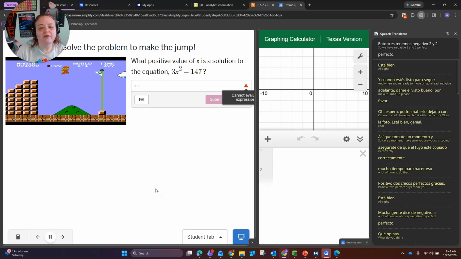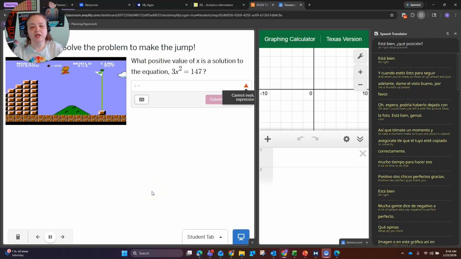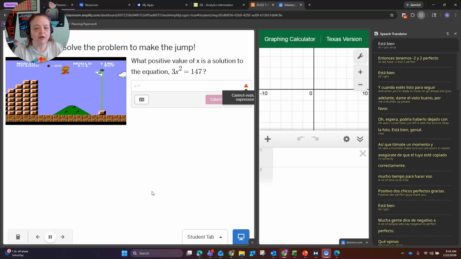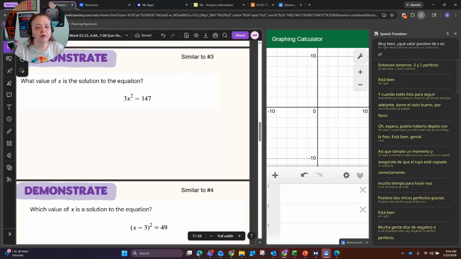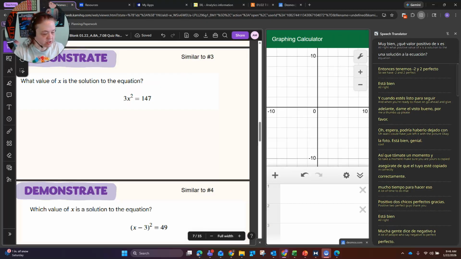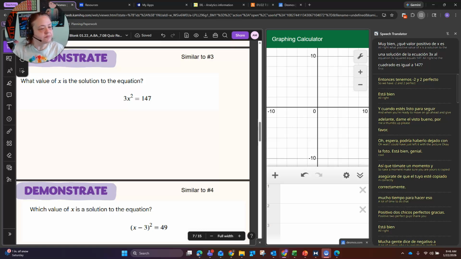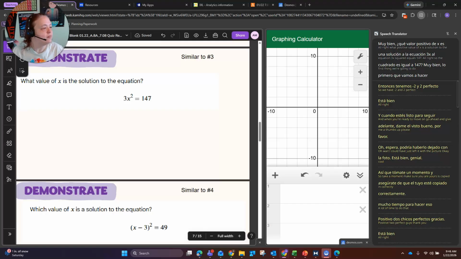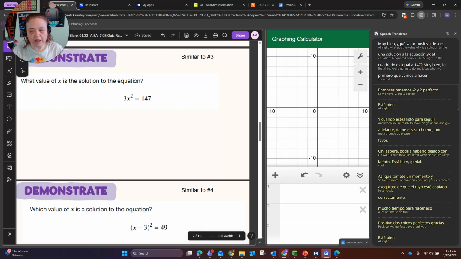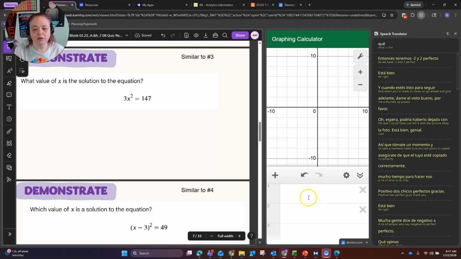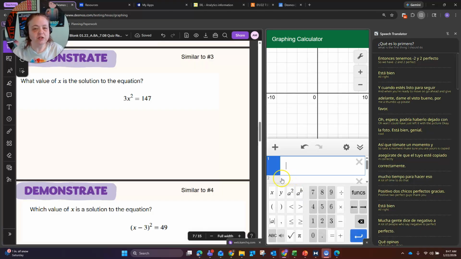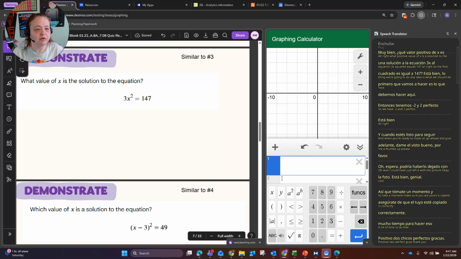All right. What positive value of x is a solution to the equation 3x squared equals 147? All right. So the first thing we're going to do, any ideas what we should do here? What is the first thing I should do? Okay, can I plug it into Desmos just as it's written? I definitely do want to plug into Desmos, but can I do it just as it's written, or do I need to rewrite it?